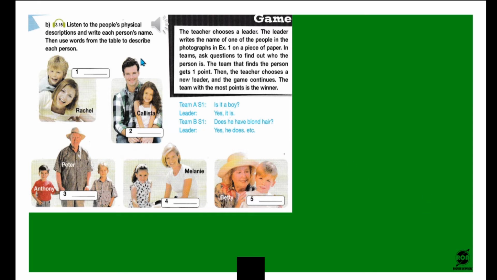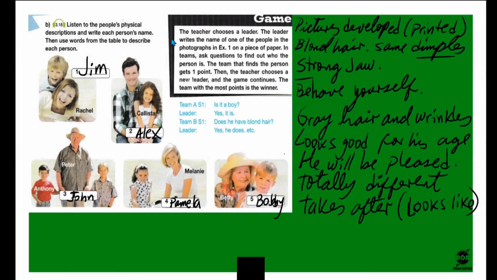So over here they're describing the name of these people by mentioning, of course, the appearance they have and the relationship between the woman describing the picture and the other one listening to her. I just noticed that here the names of these family members are Jim, Alex, John, Pamela, and Bobby. Some of the vocabulary described in this listening was pictures developed. The woman printed these pictures, so that's why the pictures were developed.